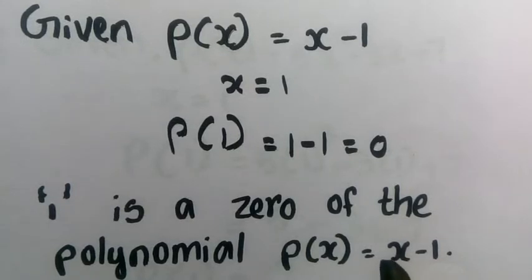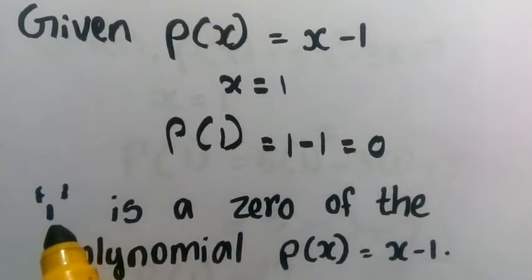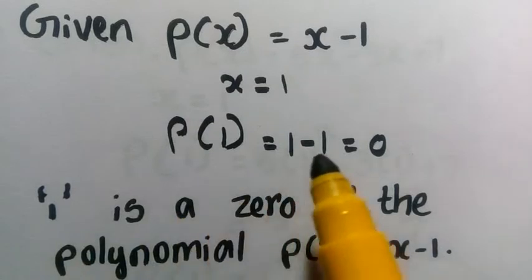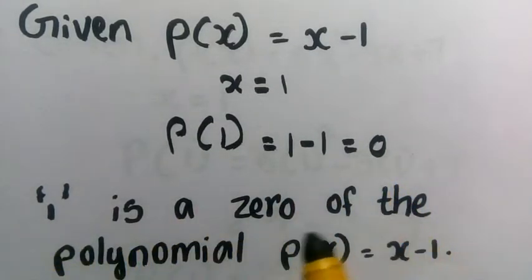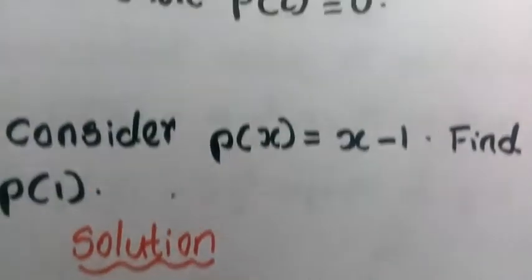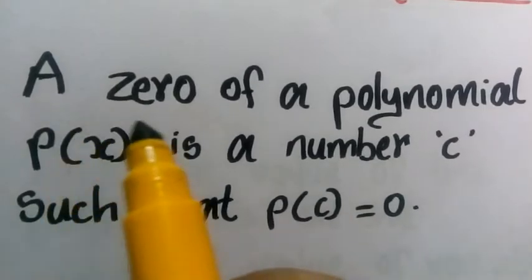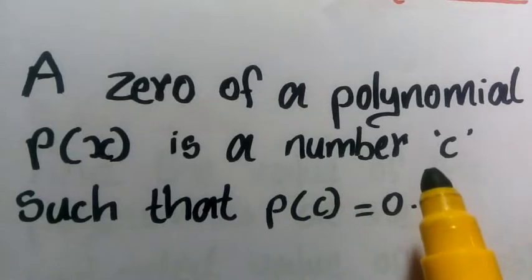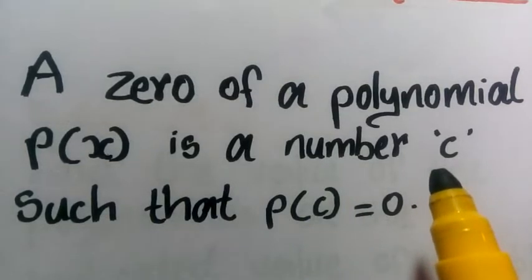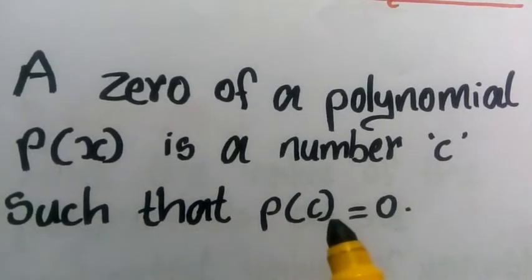Why? Because for the value of the variable 1, we got the value of the polynomial as 0. Thus, we can say 1 is a zero of the polynomial p of x. So, in general, a zero of a polynomial p of x is a number c. c can take any value such that p of c is equal to 0. Let us check some more example questions.